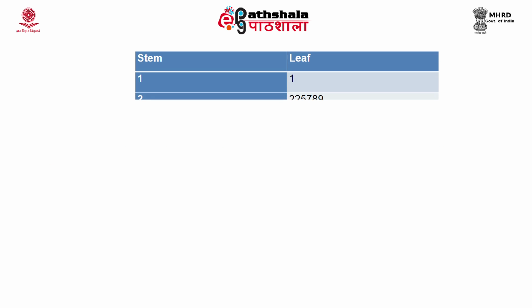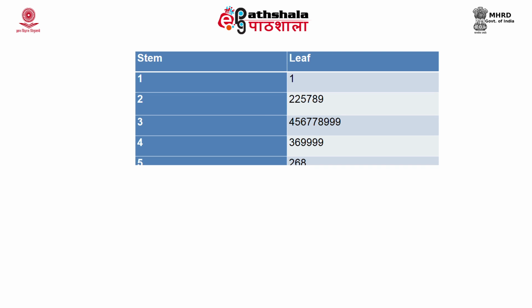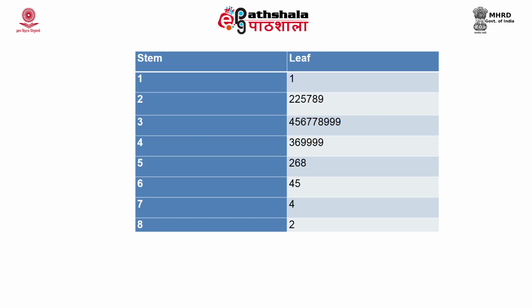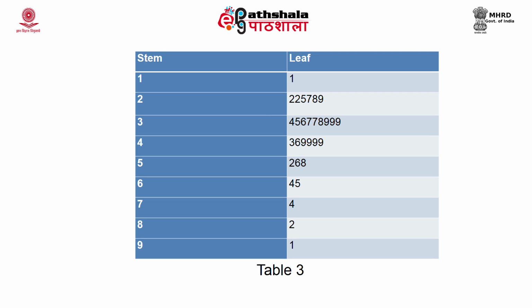In table 3, on the left hand side, we have the stem, which represents the tens unit value, and on the right hand side we have the leaf, which represents the ones place value. So how to construct a stem and leaf plot? Let us suppose our first observation is 11. So we keep the 1 on the left hand side and 1 on the right hand side, because the left hand side represents the tens place and the leaf on the right represents the ones place.